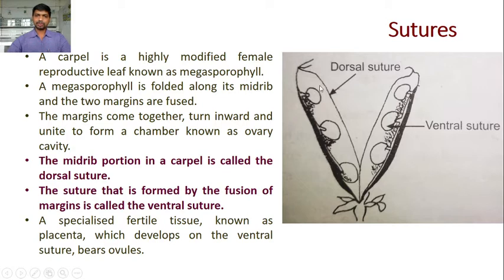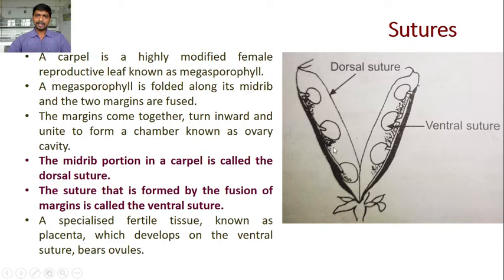Here the ovary is monocarpellary. It possesses a single carpel. The midrib portion in a carpel is called the dorsal suture. The suture that is formed by the fusion of margins is called the ventral suture. This is the ventral suture on which the ovules are formed, on which the fertile tissue placenta has been developed. This placenta in turn develops the ovules.